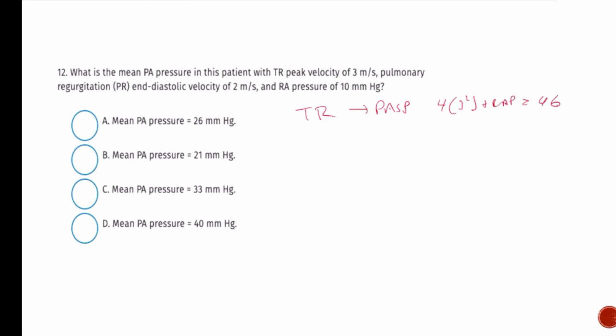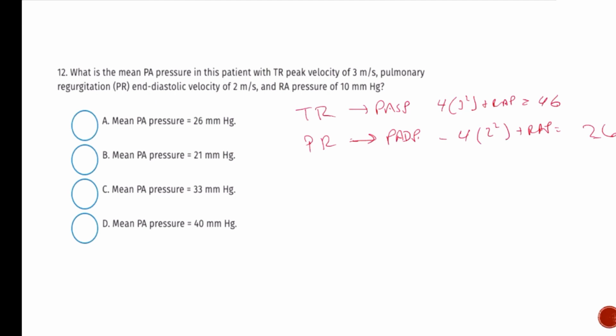Good. They give us our PR end diastolic velocity, so we can do that. What's that going to help us get? PADP, right? Good. So 4 times what? 2 squared plus right atrial pressure, right? Which is? Okay, good.